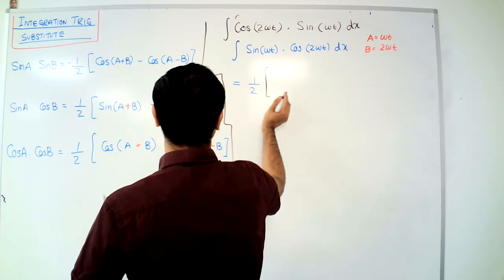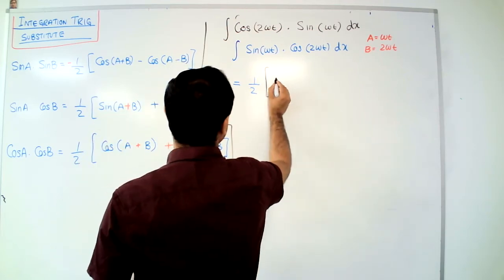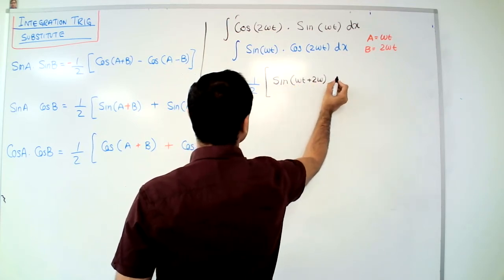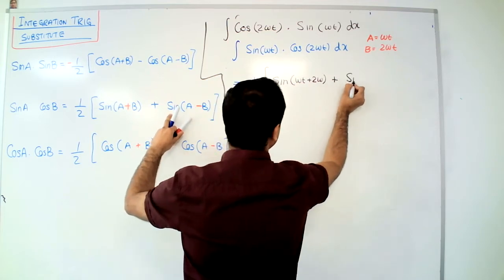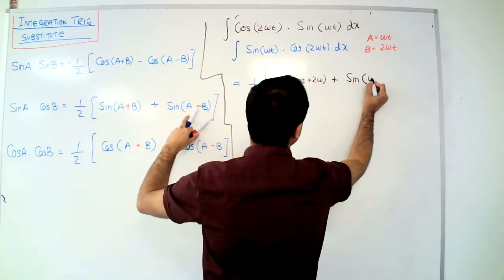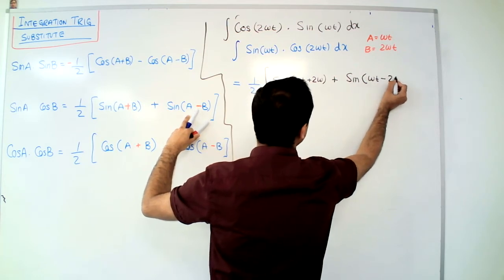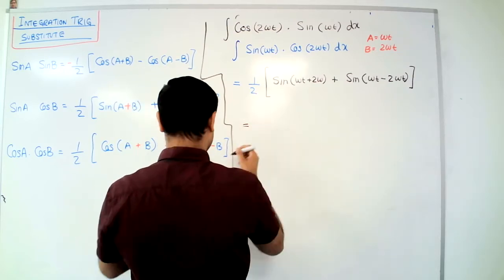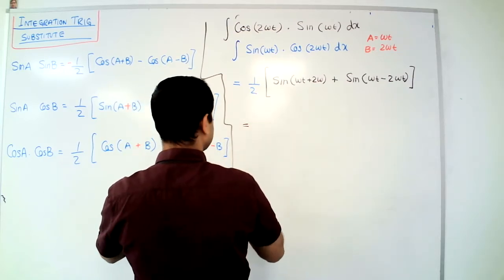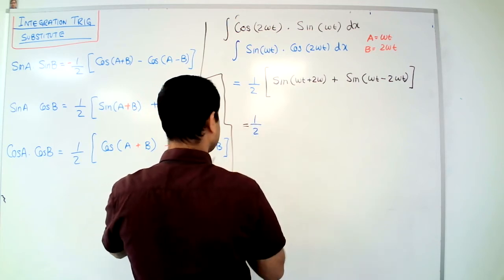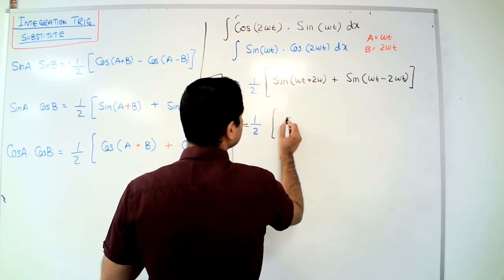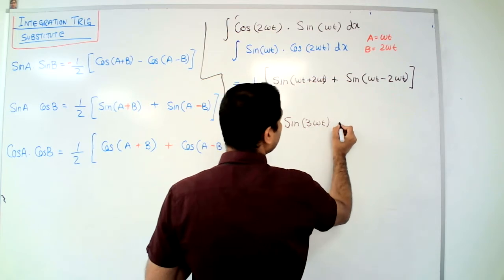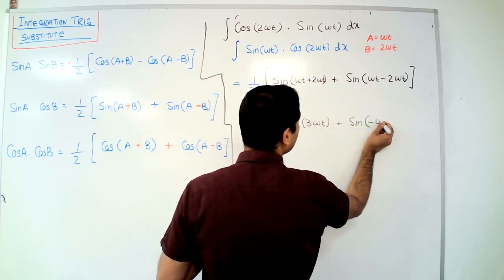I haven't started integrating yet, I'm just writing the formula. It's sine A plus B, so I got sine of omega t plus 2 omega t, and then a positive sine A minus B, omega t minus 2 omega t. I need to simplify that first, so the half is still outside. Omega t plus 2 omega t is 3 omega t. And this one becomes sine minus omega t.